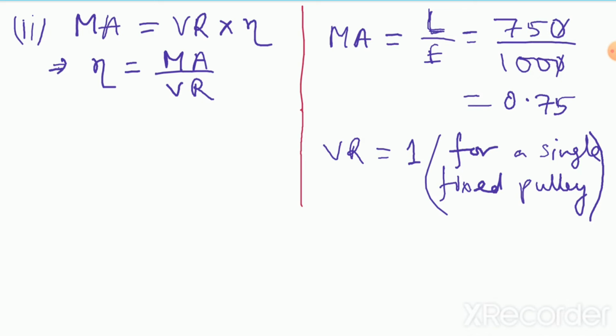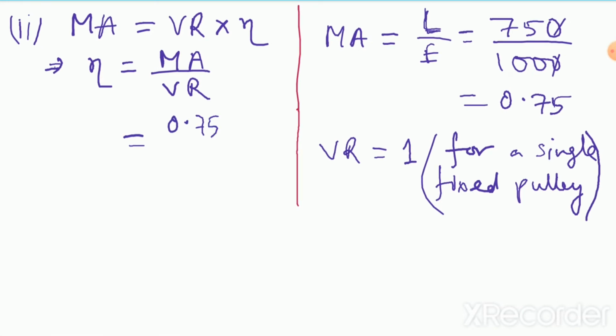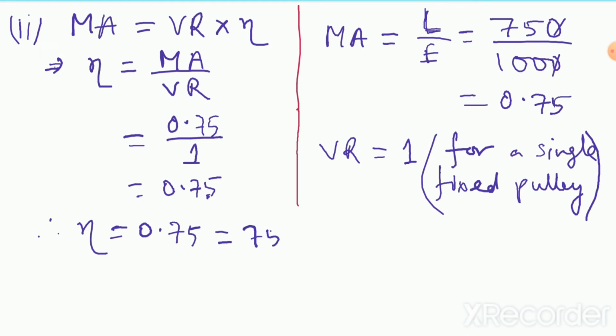Hence, we can write that efficiency is equal to 0.75 by 1, that is equal to 0.75. Therefore, efficiency is equal to 0.75, or it can also be written as 75 percent. So this is the efficiency of the pulley.